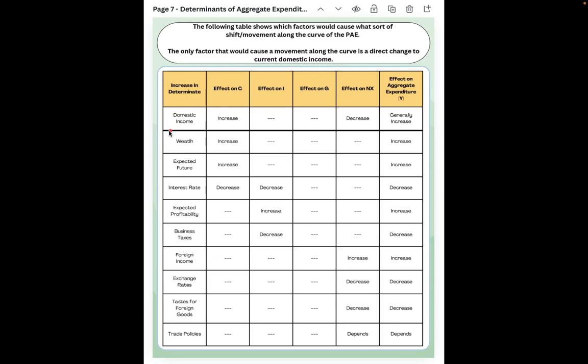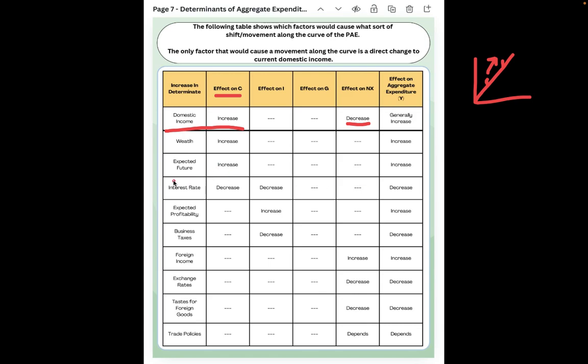Just for a quick example, domestic income increases. So because domestic income increases, more people decide to buy things like consumer goods, so consumption goes up, and more people decide to import goods instead of exporting, which actually ends up decreasing net exports. And so as an overall effect, it generally increases GDP, and that would look something like this. You have your normal PAE curve, you have your first point here, and because domestic income increases, it just moves along to this point here. So it just moves directly along because it's an income determinant.